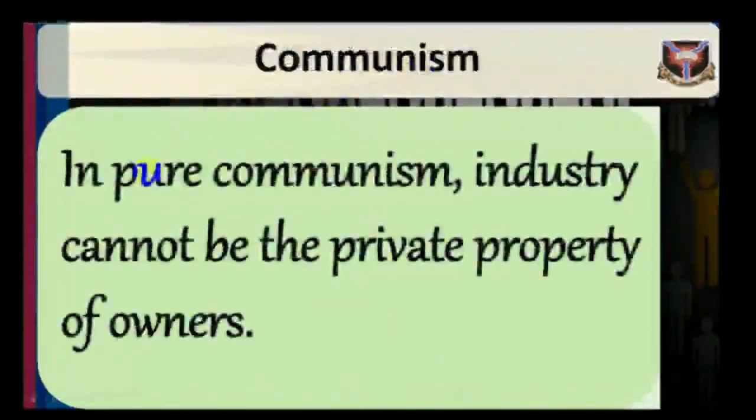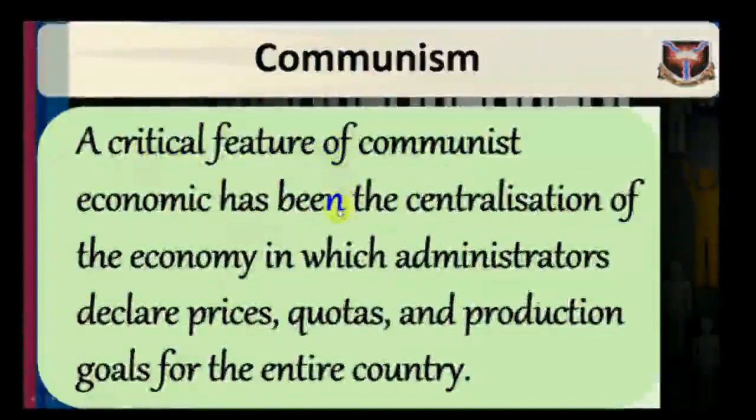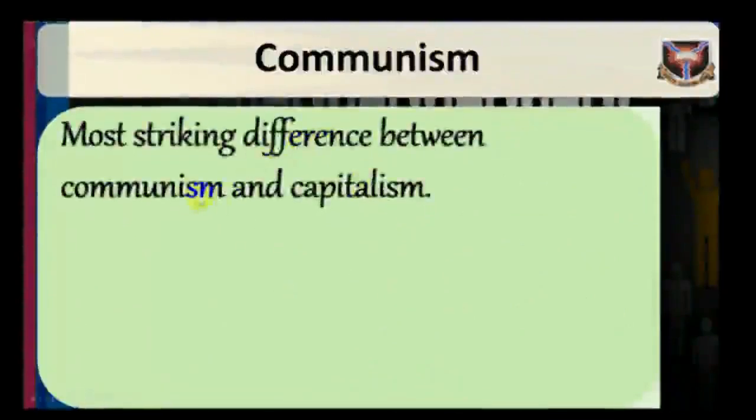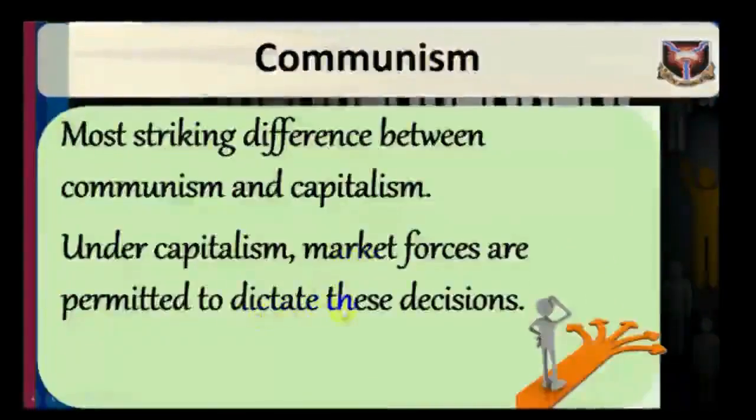3. Communism. Communism is sometimes described as socialism in its purest form. In pure communism, industry cannot be the private property of owners. Instead, the state is the sole owner of the means of production. A critical feature of communist economics has been the centralization of the economy, in which administrators declare prices, quotas, and production goals for their entire country. This is perhaps the most striking difference between communism and capitalism. Under capitalism, market forces are permitted to dictate these decisions.